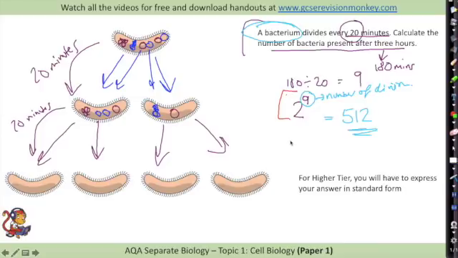If you can't remember to do it this way, you can do it another way by just showing each time that you would double the number of bacteria. So if you started from 1, after 20 minutes you'd have 2, another 20 minutes you'd have 4, another 20 minutes you'd have 8, and so on until you got to your answer of 512 as above. So if you can't remember to do 2 to the power of the number of divisions, then you can do the slower route of working it out to get to the same answer.